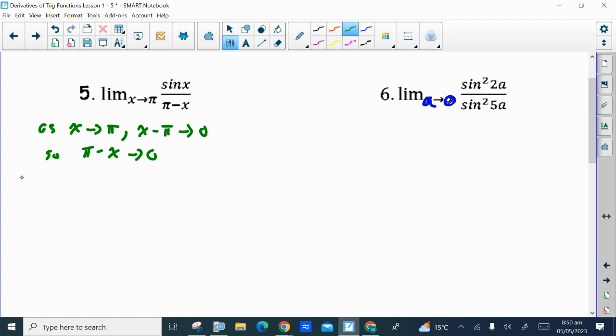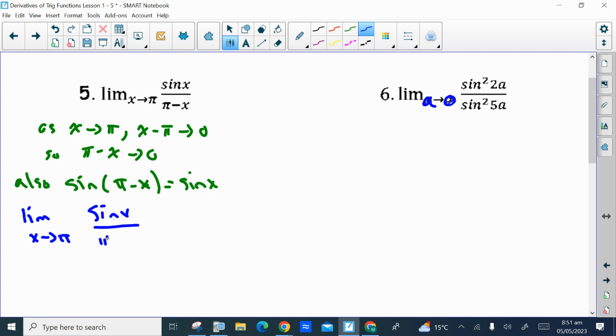Also remember, we have our related angle identities. The sine of pi minus x is the sine of x. And that's on your formula sheet. And again, it comes from using the difference identity for sine and simplifying, you'll get sine of x. So we can rewrite this limit. We have the limit as x approaches pi of sine x over pi minus x.